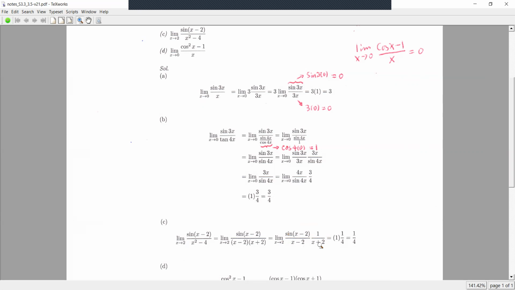1 over x plus 2, as x approaches 2, approaches 1/4. Therefore, this limit is 1 times 1/4. It is 1/4.